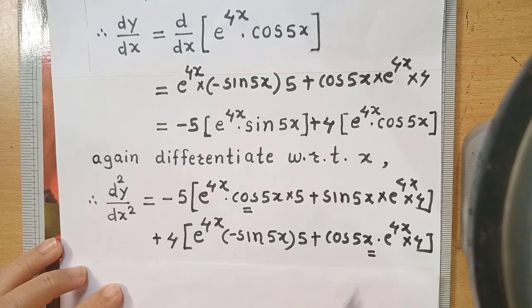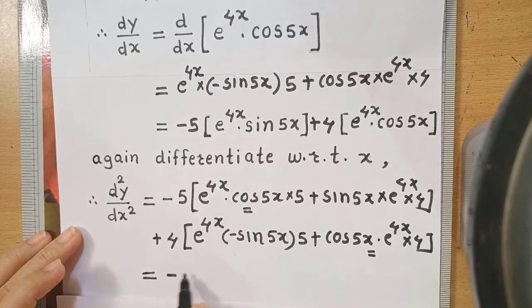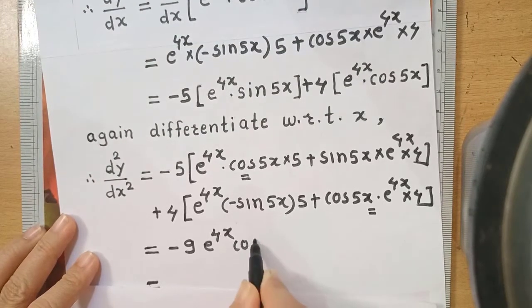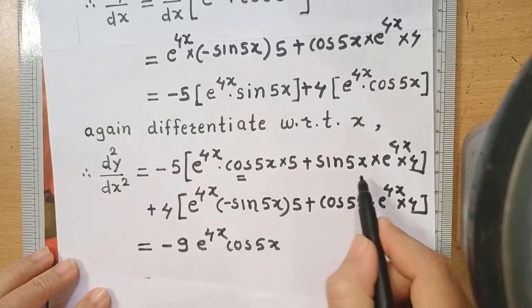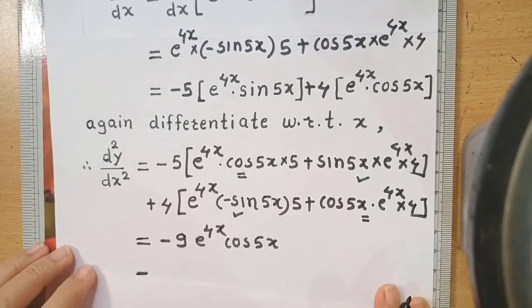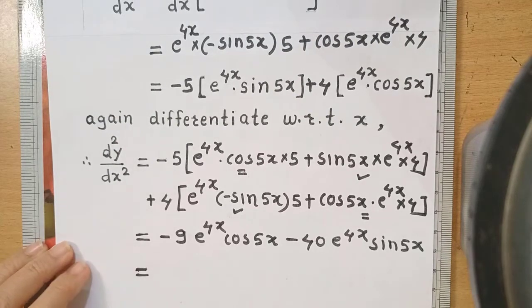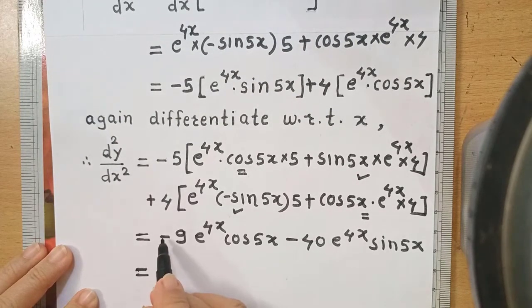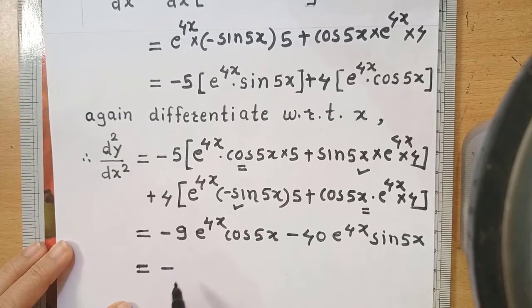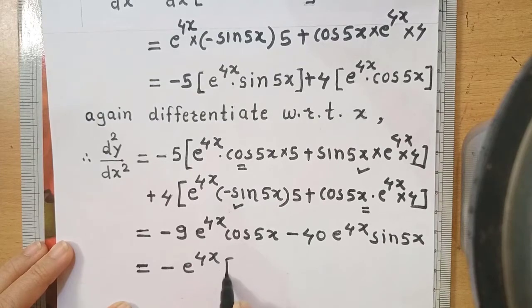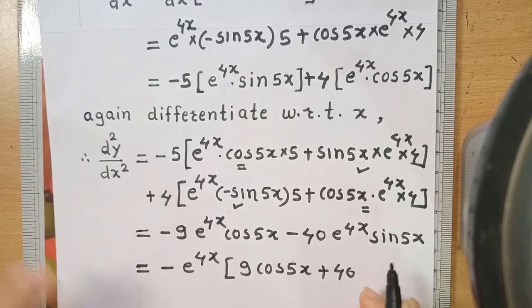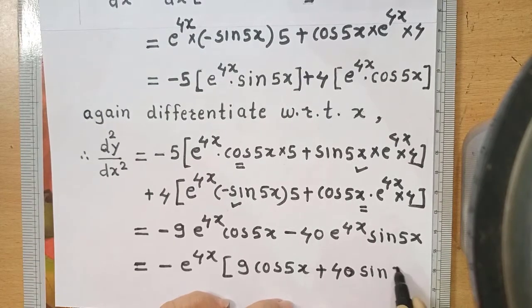Here also these two are similar terms, so we will collect coefficients. So minus 25 and plus 16, so this is minus 9 e raised to 4x cos of 5x. And these two terms are similar. Again simplifying this, we take minus e raised to 4x common, and so 9 cos of 5x plus 40 sin of 5x is the final answer.